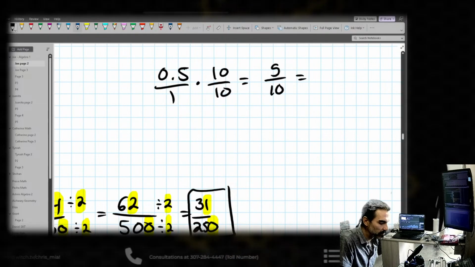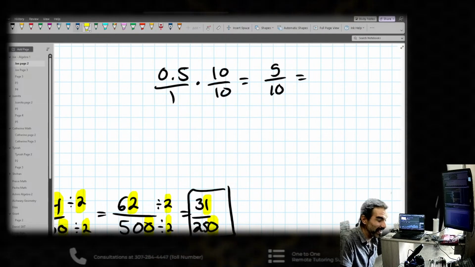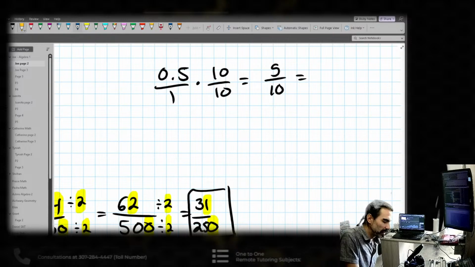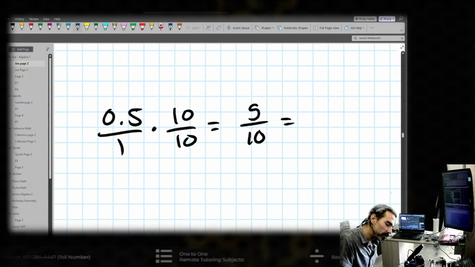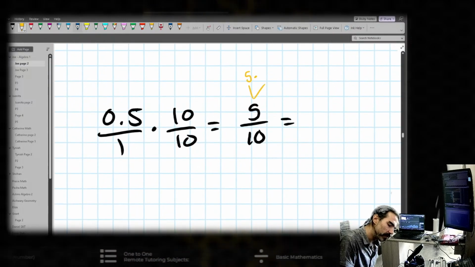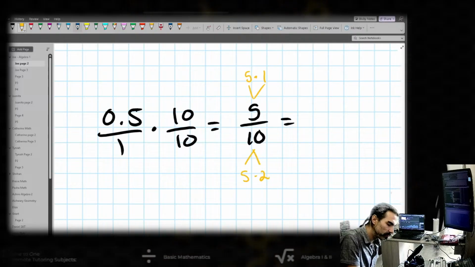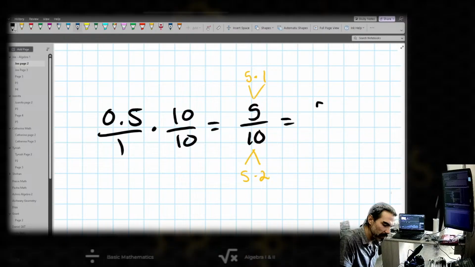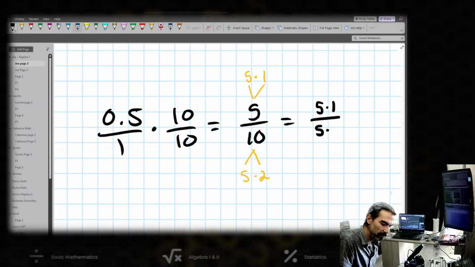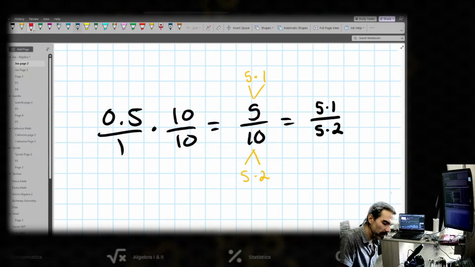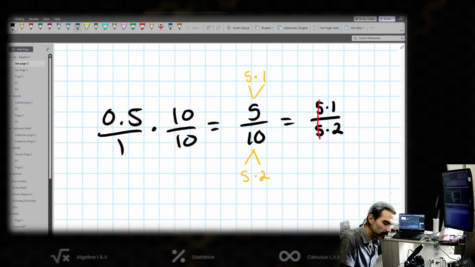Now in this case, we're dividing with something that they have in common. The way I like to think of this is find some multiples. 5 is 5 times 1. 10 is 5 times 2. Change those into 5 times 1 and 5 times 2. Cancel them. And now you have a half.